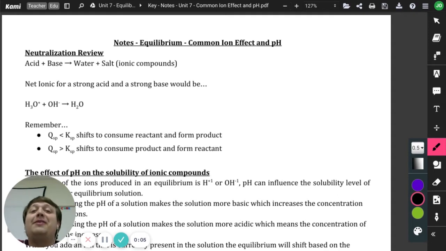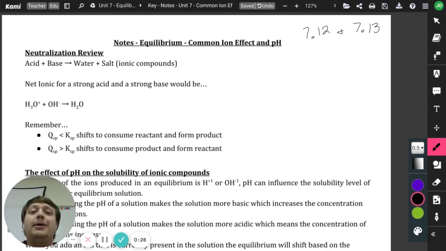Today, we are actually going to be finishing up our Unit 7 notes on equilibrium, and we're going to be doing that with common ion effect and pH. This is actually going to be Unit 7.12 and 7.13 on the College Board website. So that would be where you can go to do some practice on this.